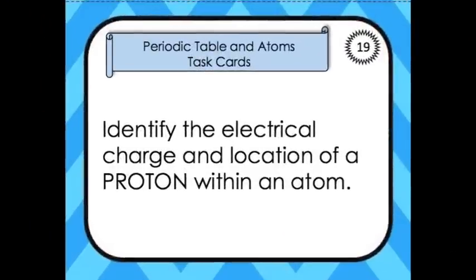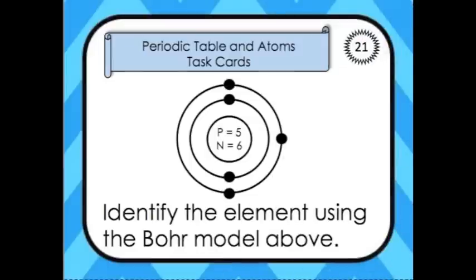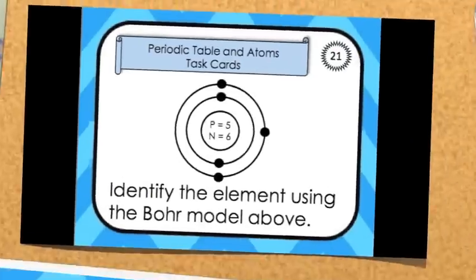Speaking of non-metals, these are a little different. Non-metals on this table can be solid, gas, or liquid. And these are the halogens and noble gases that I mentioned. Then we have metalloids.